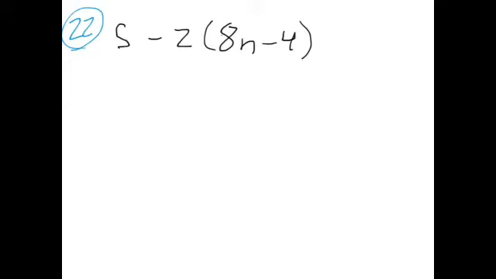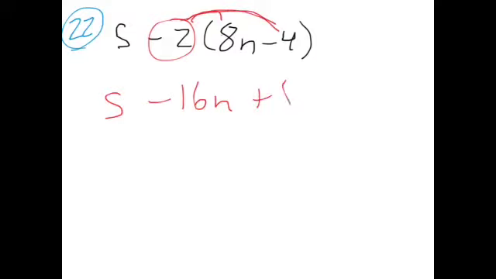On 22, this part is not going to happen. You're not going to do 5 minus 2. You have to get rid of the parentheses first. So distribute this negative 2 through both of those items there. The 5 is just going to hang out for a sec. Negative 2 times 8n is going to give you negative 16n. And negative 2 times negative 4 is going to give you a positive 8.